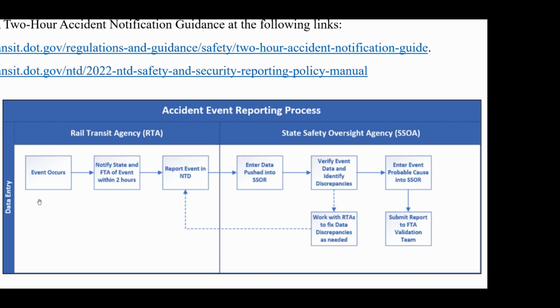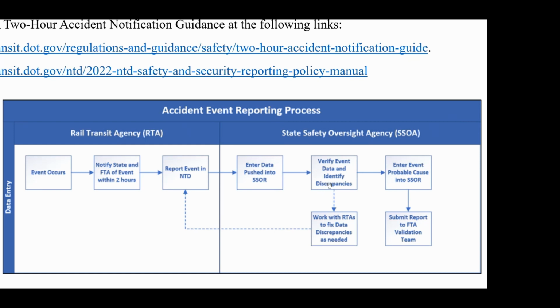So here there's a depiction where we're starting where the event occurs. There's a step to notify the state and FTA of the event within 2 hours. The next step is to report the event in NTD. And then the process transitions over from RTA over to SSOA. The SSOA will enter data pushed into SSOR, then verify event data and identify discrepancies.